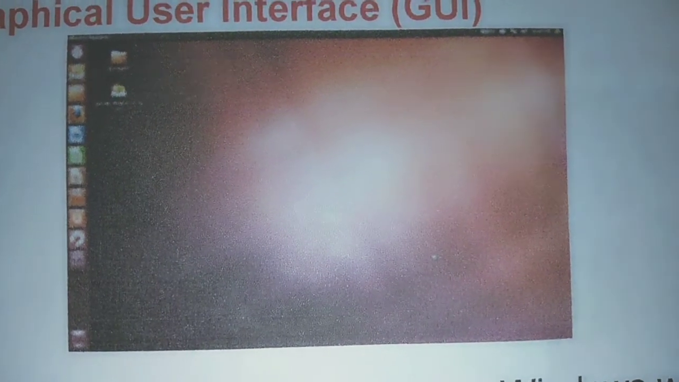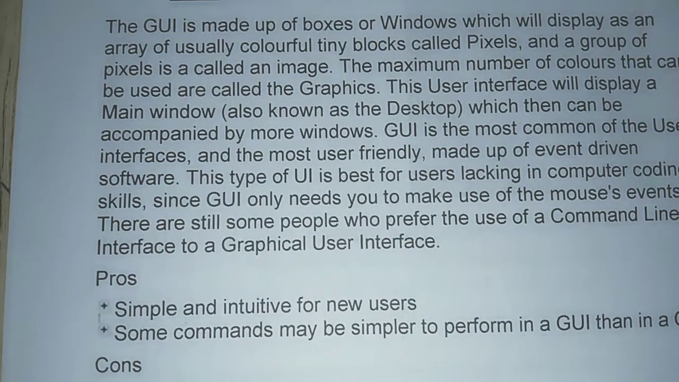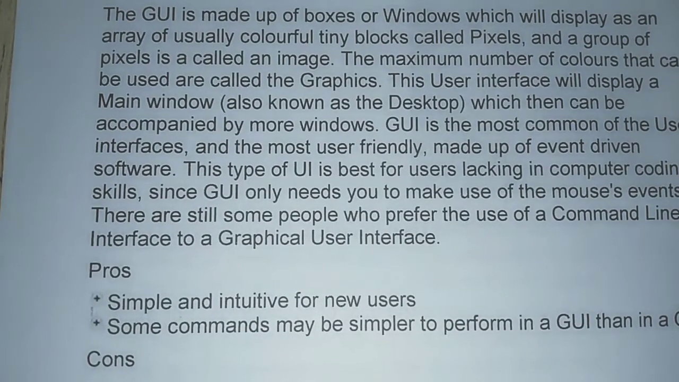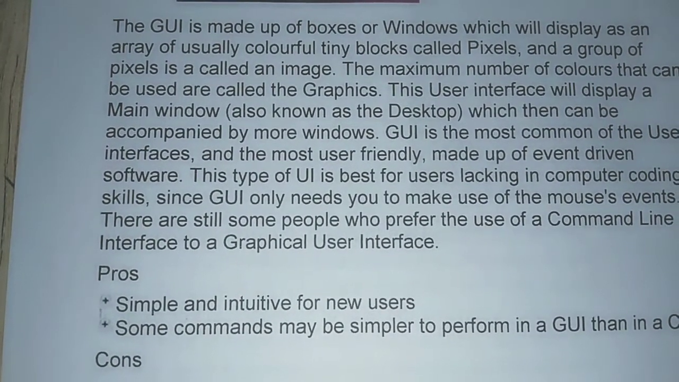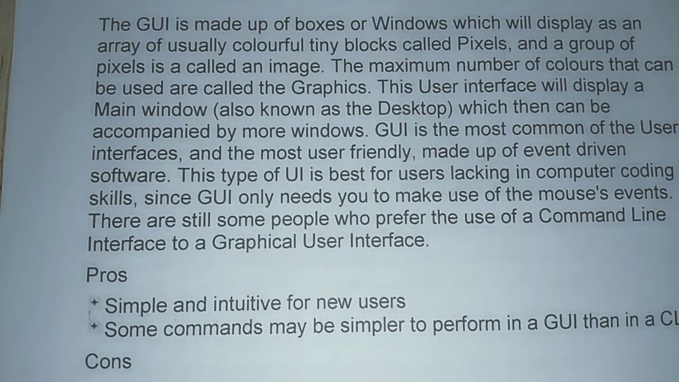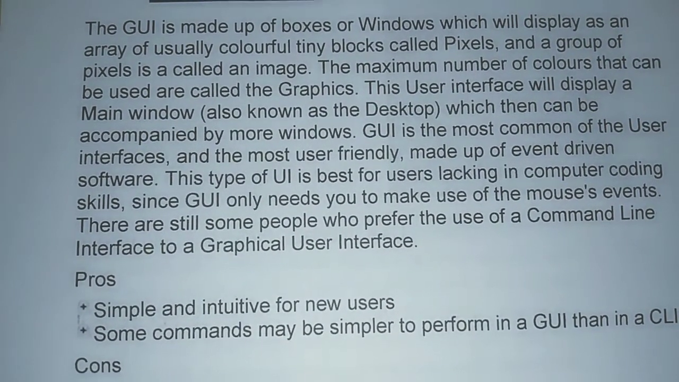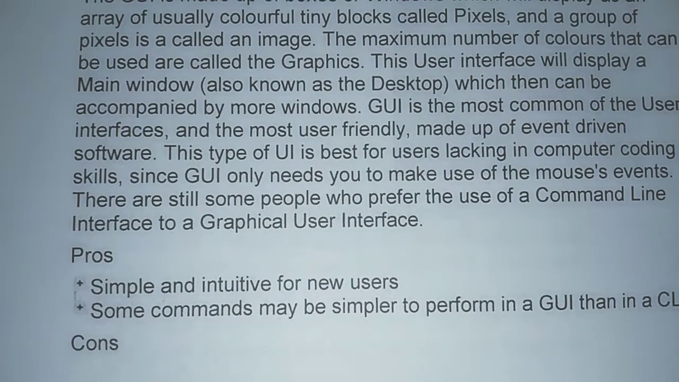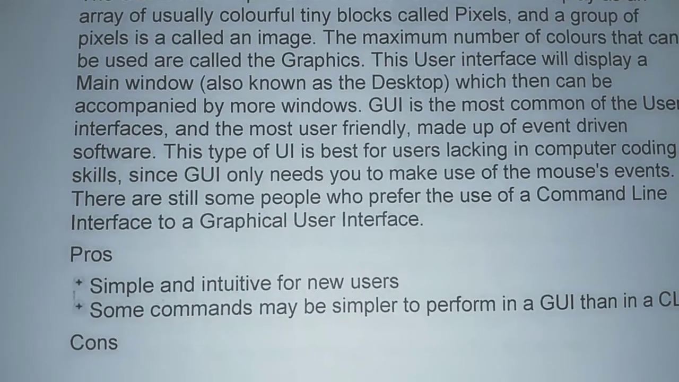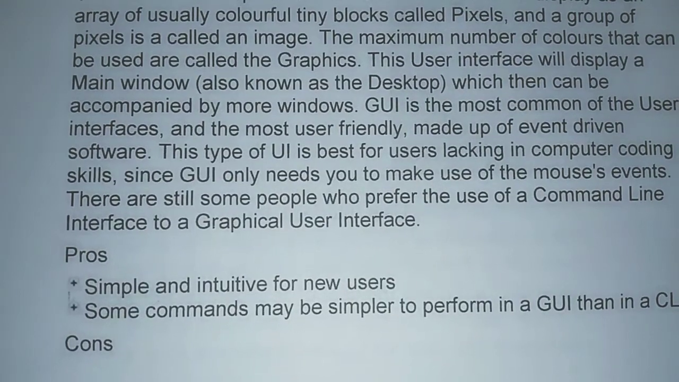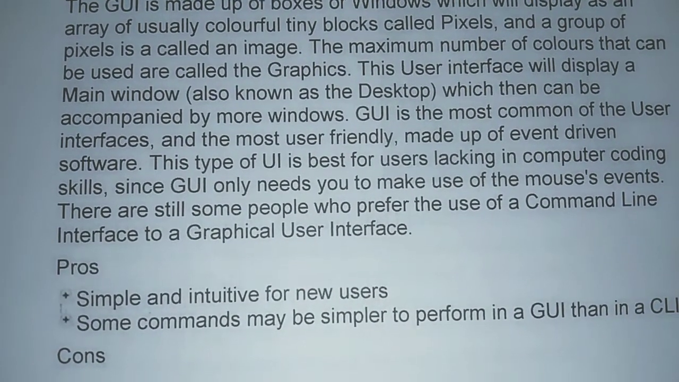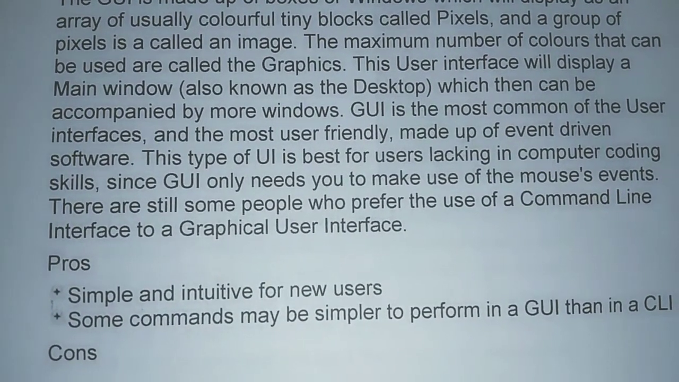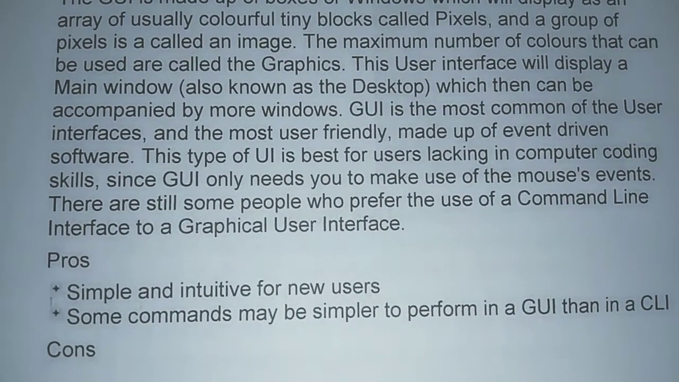Graphical user interface. The graphical user interface is made up of boxes or windows, which are displayed as an array of usually colorful tiny blocks called pixels, and a group of pixels is called an image. The maximum number of colors that can be used is called the graphics. The user interface will display a main window, also known as the desktop, which can then be accompanied by more windows. GUI is the most common user interface and the most user-friendly make-up of event-driven software.